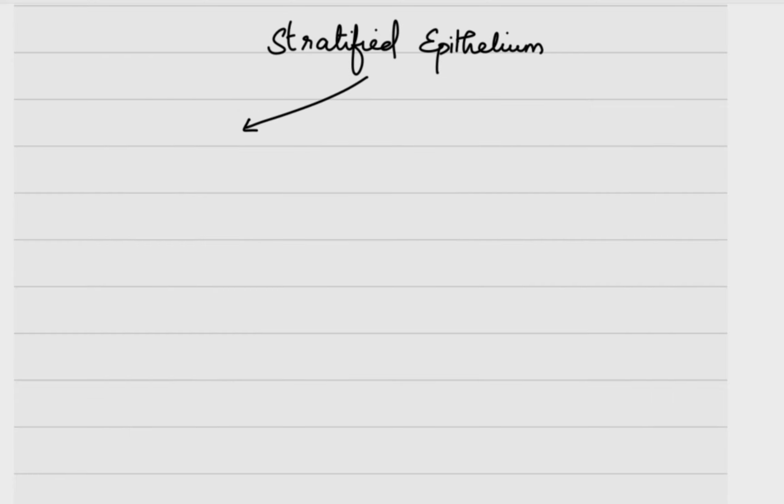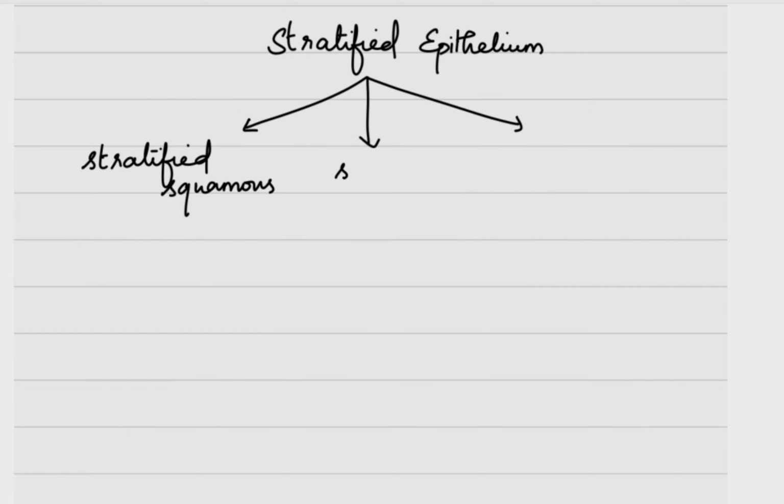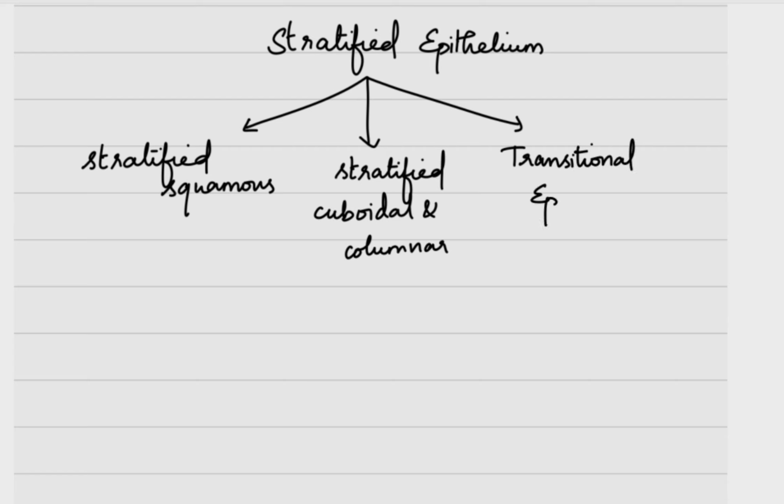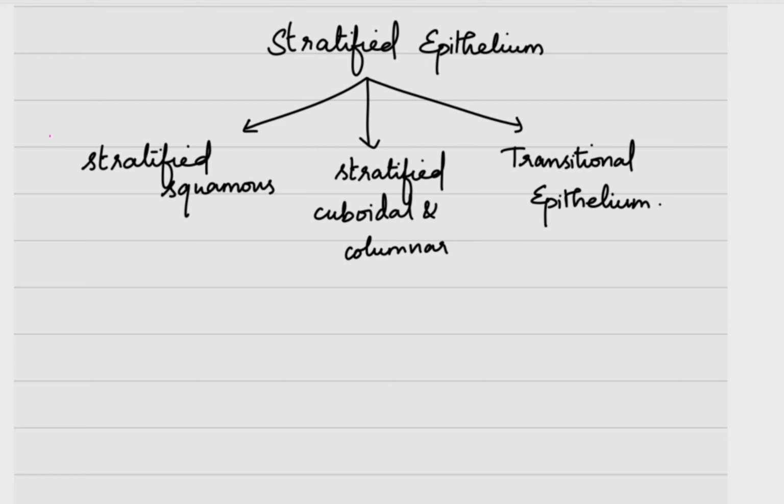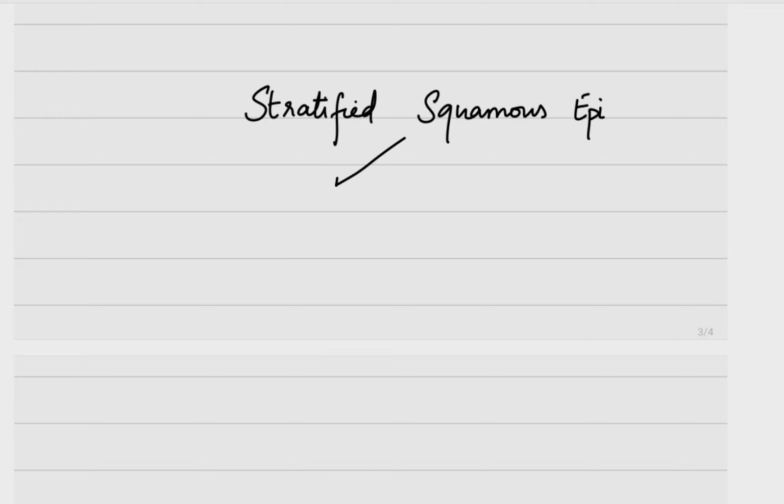Second type is the stratified epithelium. This stratified is classified into three: stratified squamous, stratified cuboidal and columnar, and third is the transitional epithelium. First we are seeing about stratified squamous epithelium. This stratified squamous is further classified as keratinized and non-keratinized epithelium.